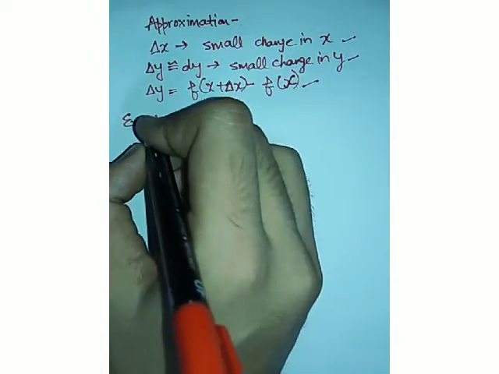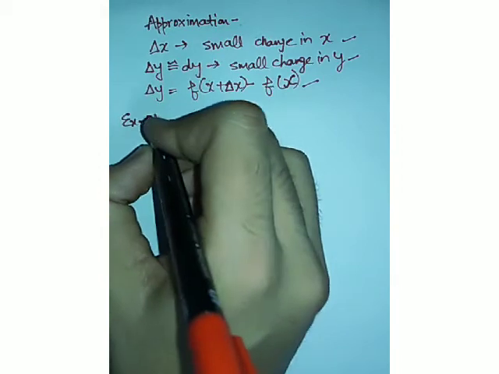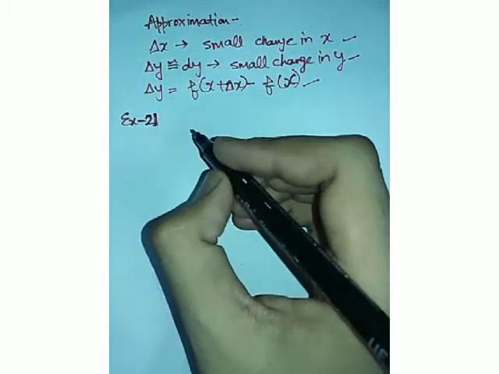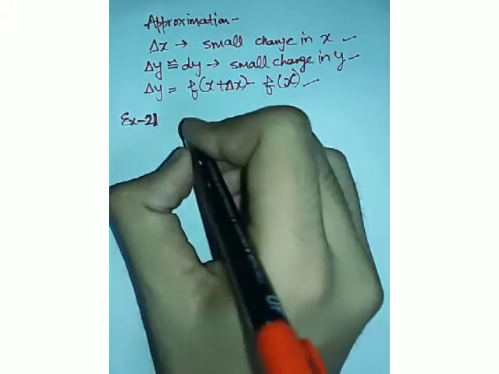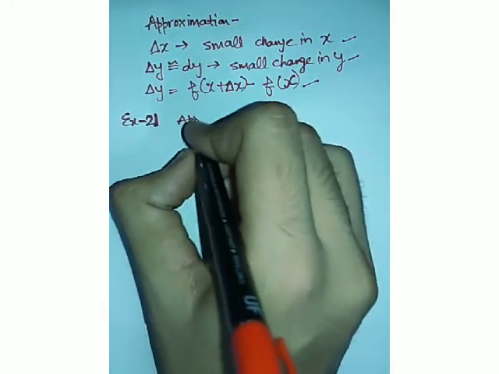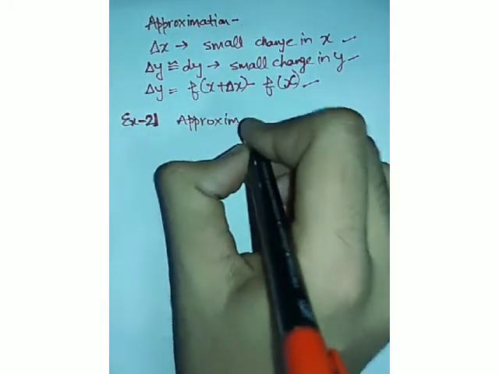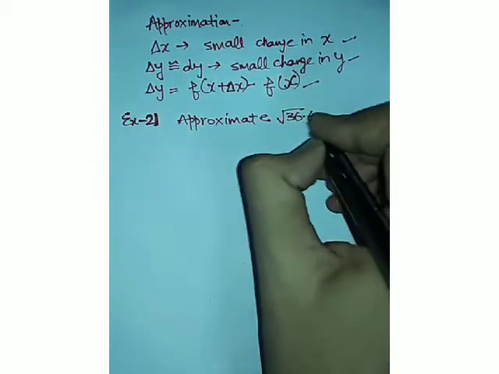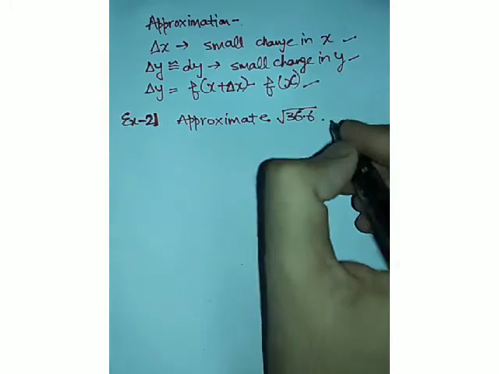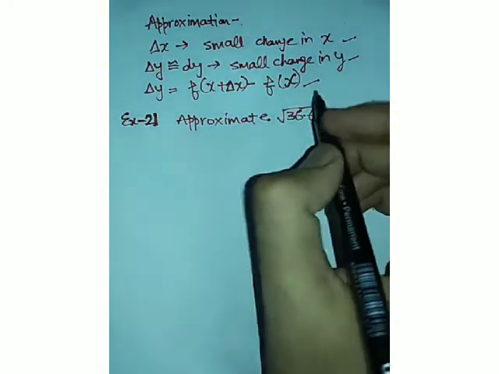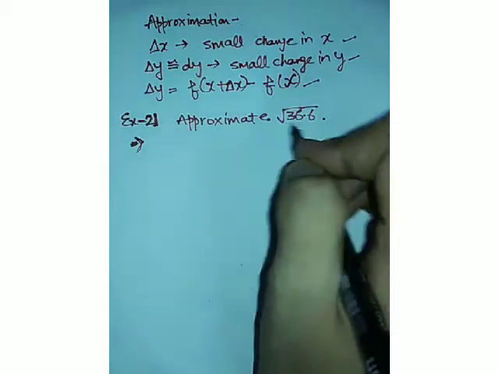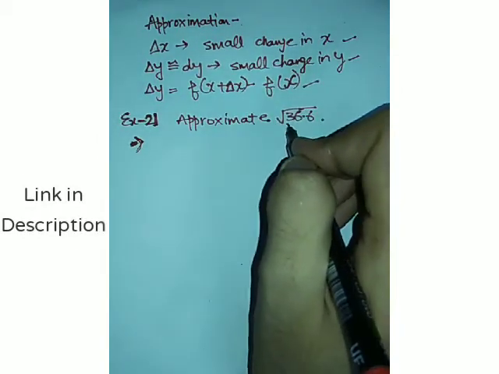Approximation means we have to find the approximate value of some particular quantities. They can be numbers, they can be other quantities. So in example 21, we have to find the approximate value of root 36.6. We will go step by step. Firstly, you have to find the perfect square that is very near to this number.